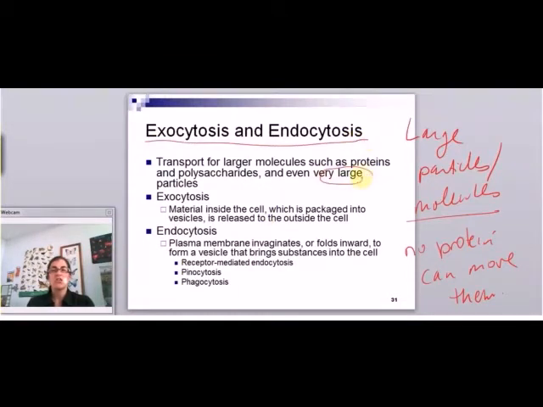So again, very large particles or molecules that cannot just be carried across or have a channel for them to move through the membrane. If it's a large material exiting the cell, then it's exocytosis. So exit is exocytosis. If it's moving in, so N, in, then it's endocytosis. And there's 3 types of endocytosis that we'll briefly talk about.